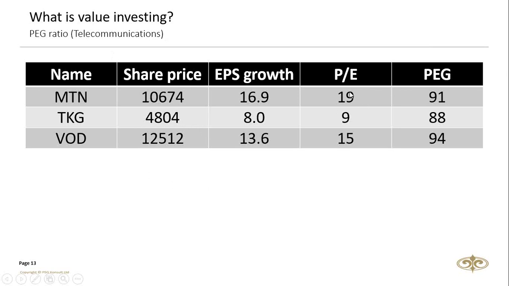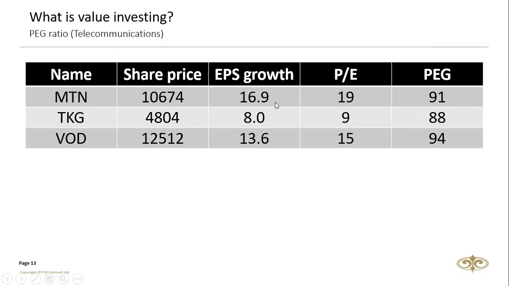Look at the PE ratios. A lot of people look at the PE ratios and say the average of the market right now is 19. So any stock, MTN, relative to the market on a PE ratio, will be trading at what they call fair value. It's trading in line with the market. Vodacom slightly lower, and Telkom's at 9.